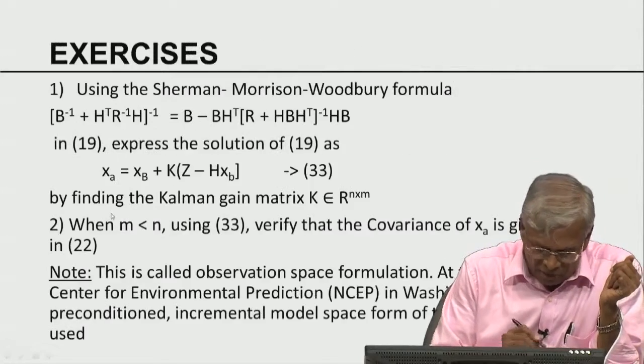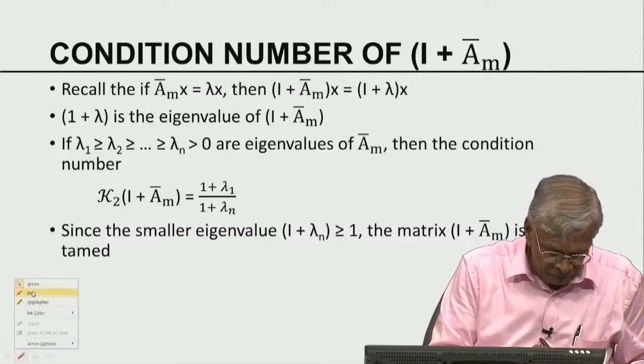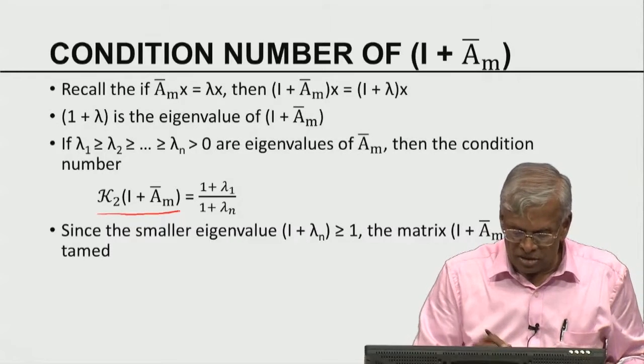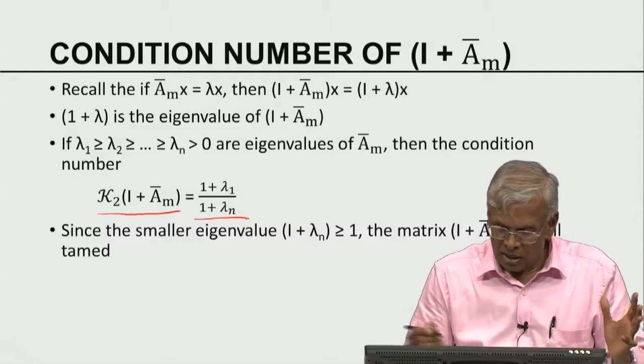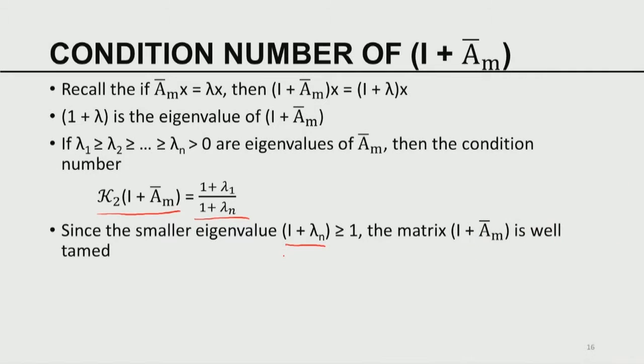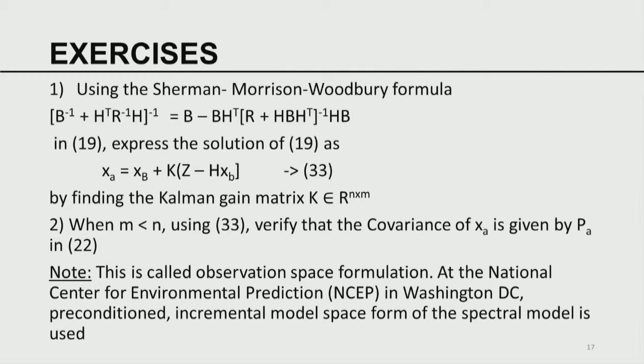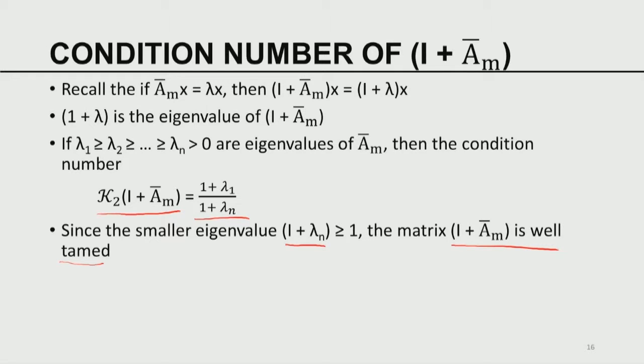The condition number for the new matrix is this, and the least eigenvalue is always bounded away from 0. So this matrix is well tamed. If this matrix is well tamed, I should not expect any difficulty in numerically trying to compute the solution when I use any meaningful method to solve. So with that, we come to the end of the discussion of the so called 3D VAR.